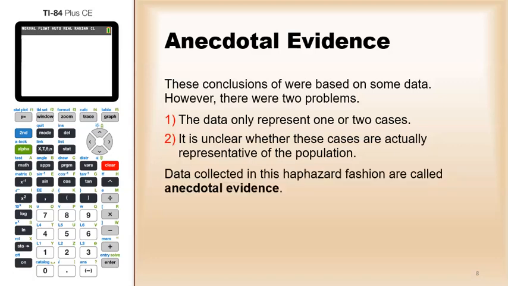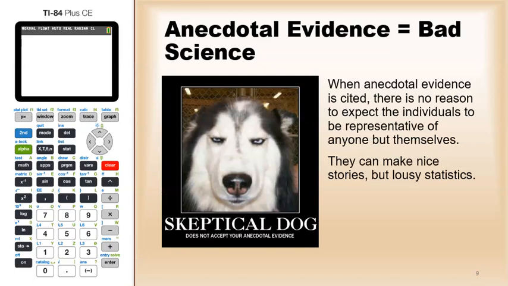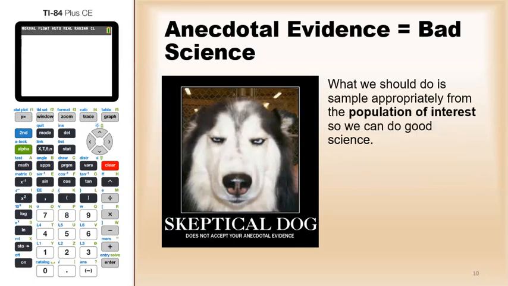Data collected in this haphazard fashion are called anecdotal evidence. And when anecdotal evidence is cited, there is no reason to expect those individuals to be representative of anyone but themselves. They make nice stories, but they make lousy statistics. So what we should do is sample appropriately from the population of interest, and so we can do good statistics and good science.